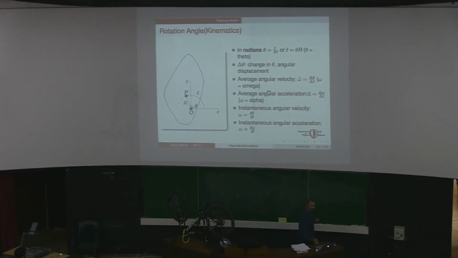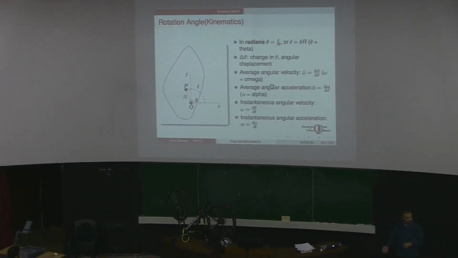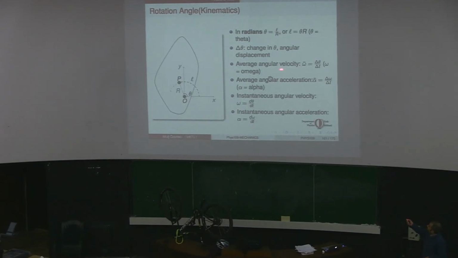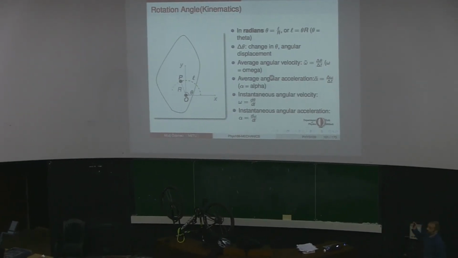The velocity might also be changing. I start it to rotate, I stop it. The change in the angular velocity in a unit time is what we call the average angular acceleration. We usually denote the angular acceleration by alpha, and the angular velocity by omega.